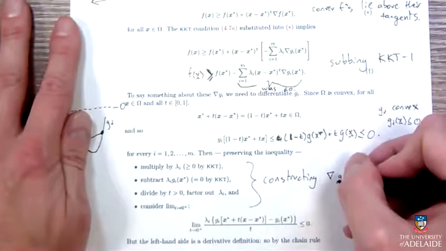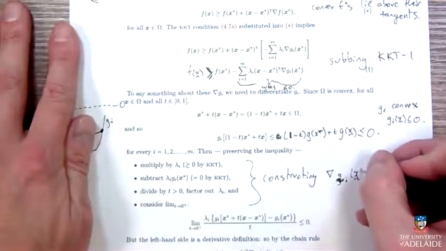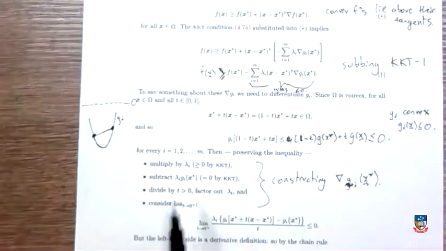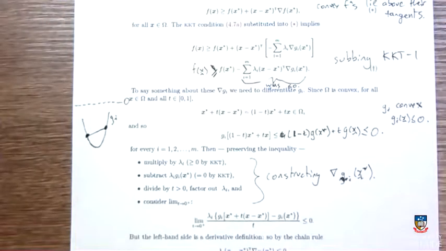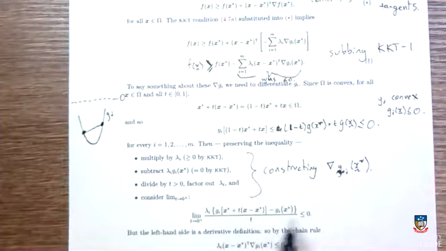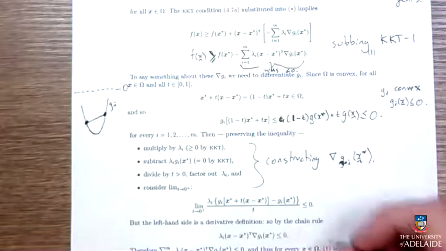Sorry, I don't need that. GI is specifically evaluated at x star because that's what we need for up here. So multiplying by lambda I, subtracting lambda I times GI of x star, dividing through by t, and then taking the limit, doing those steps leaves you with that, right? And that's all got to be less than or equal to 0 by this inequality up here. And then as t approaches 0, what do I have? Well, this looks like the first principles definition of a derivative.